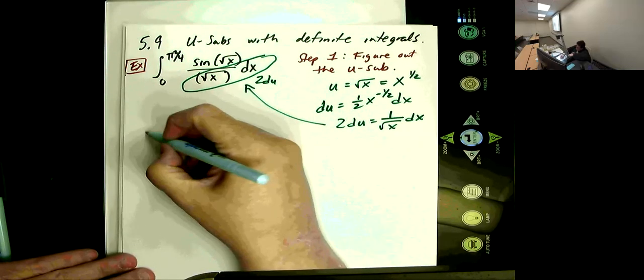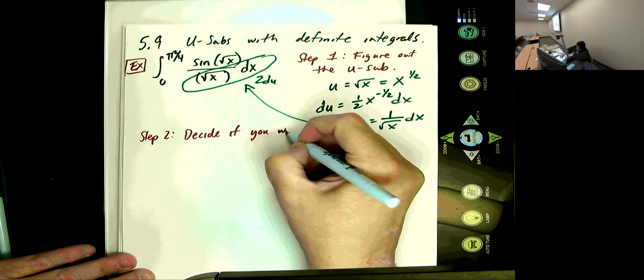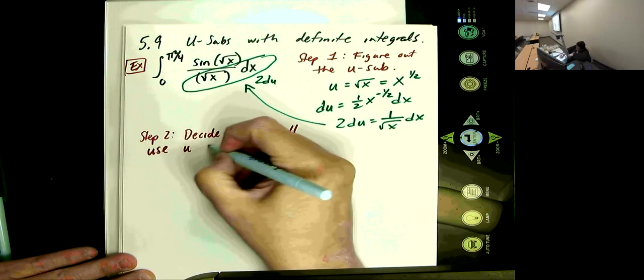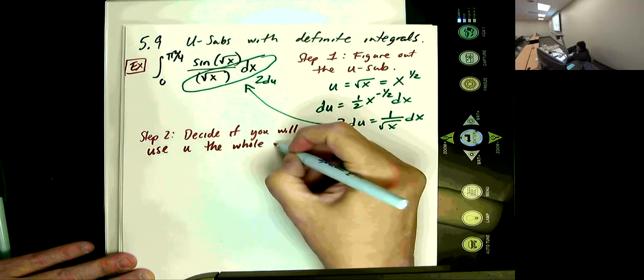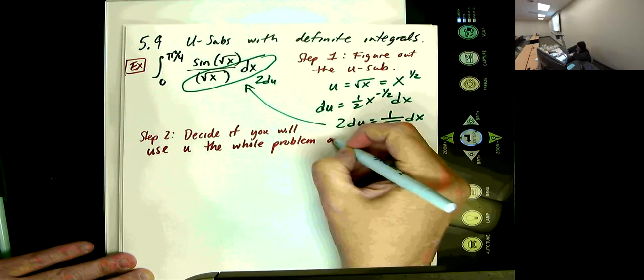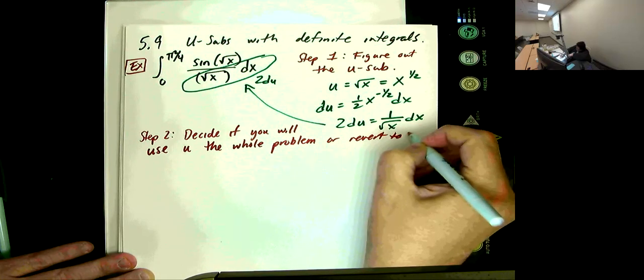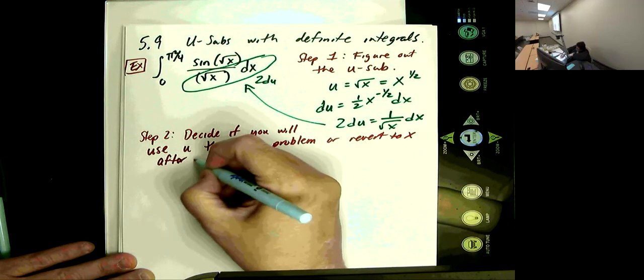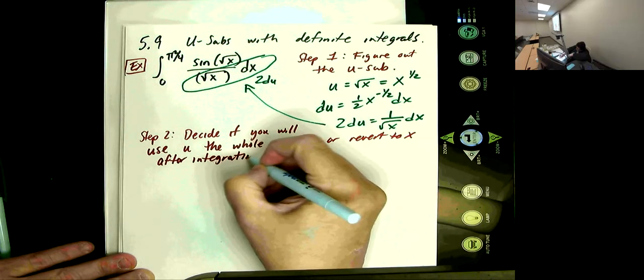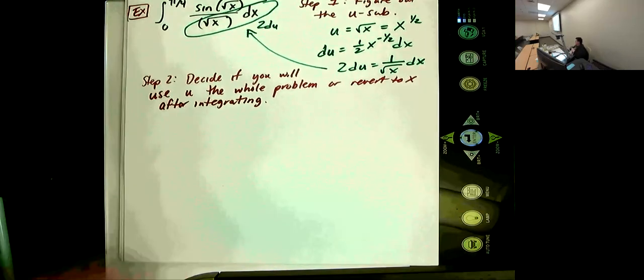Step 2. Decide if you are going to keep u the whole problem or revert to x after integrating. We're going to work out both paths right here so you see what the difference is. On this test on Tuesday, you have a problem that says do it both ways. So you can do it both ways and make sure you get the right answer. If you get the same answer on both, you know you did it right.